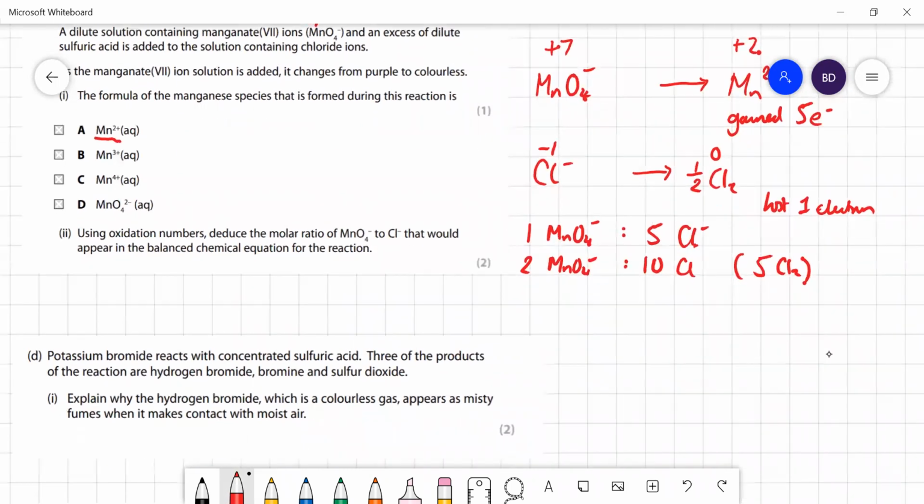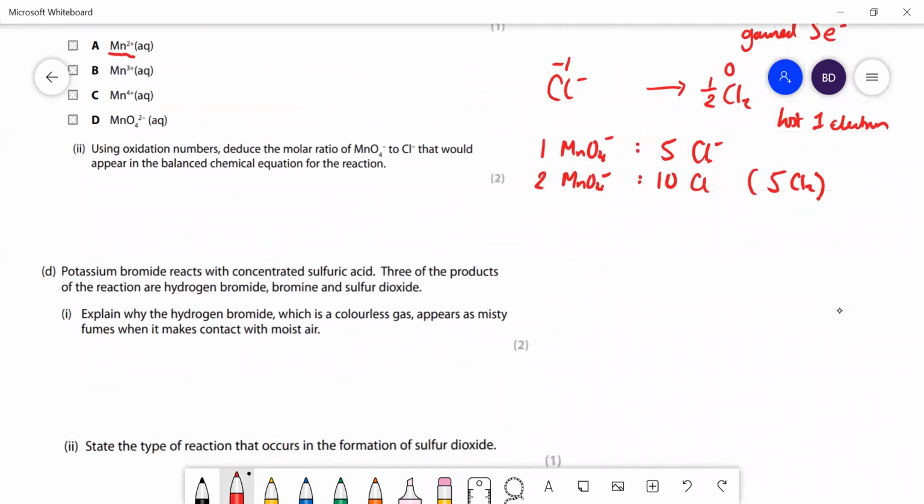Right. Potassium bromide reacts with concentrated sulfuric acid. Three of the products of the reaction are hydrogen bromide. Now, this is confusing as well because that's the sulfuric acid acting as an acid, but you'll also get bromine. The sulfuric acid is acting as an oxidizing agent there, and the sulfuric acid has been reduced to sulfur dioxide. So the one in red is an acid-base reaction. These two in blue, they're products of a redox reaction.